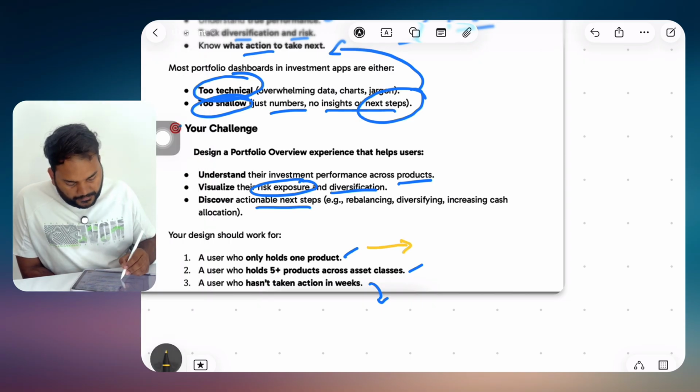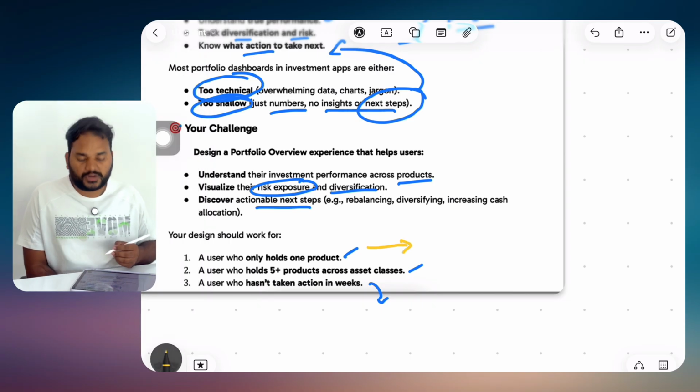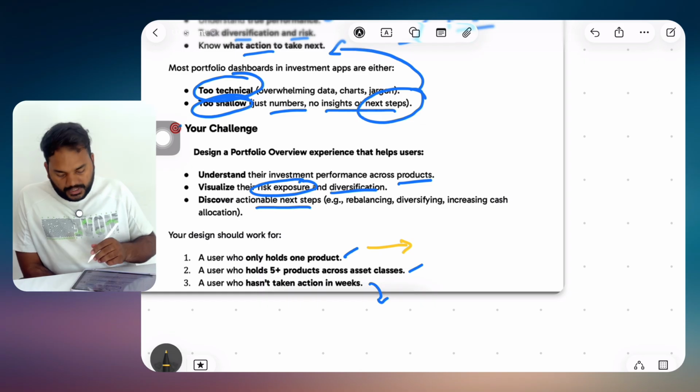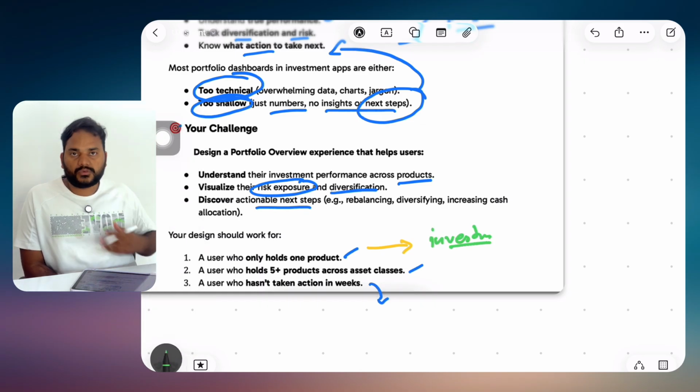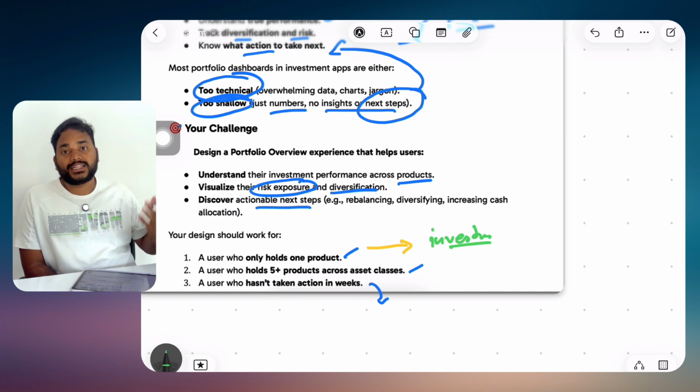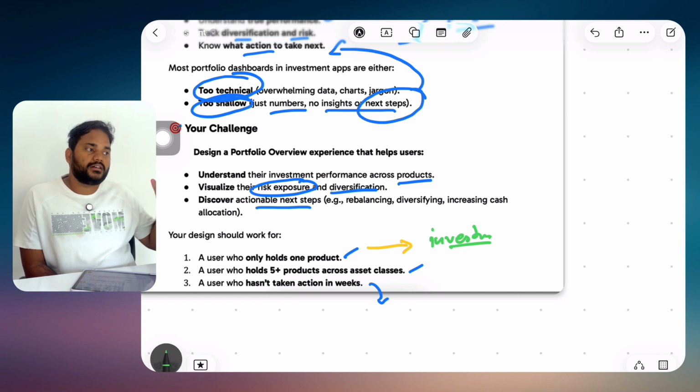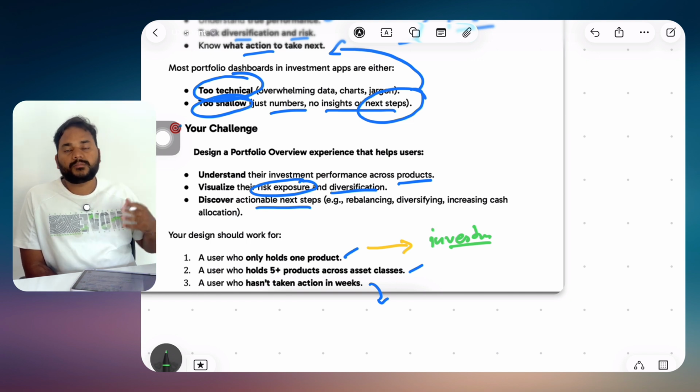For example, the first one which you see, the user only holding one product. So here the main goal for the company would be to motivate the user to invest in other assets also. So the more the user invests, the more the wealth will grow, and simultaneously the company's custodian or company value will also grow.